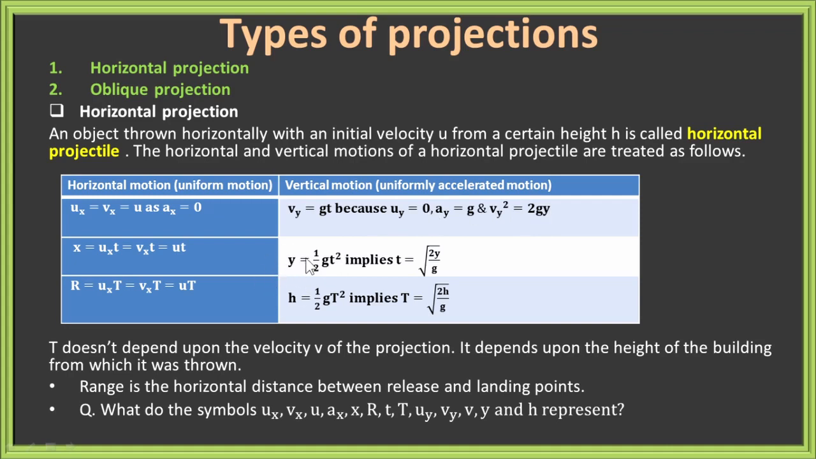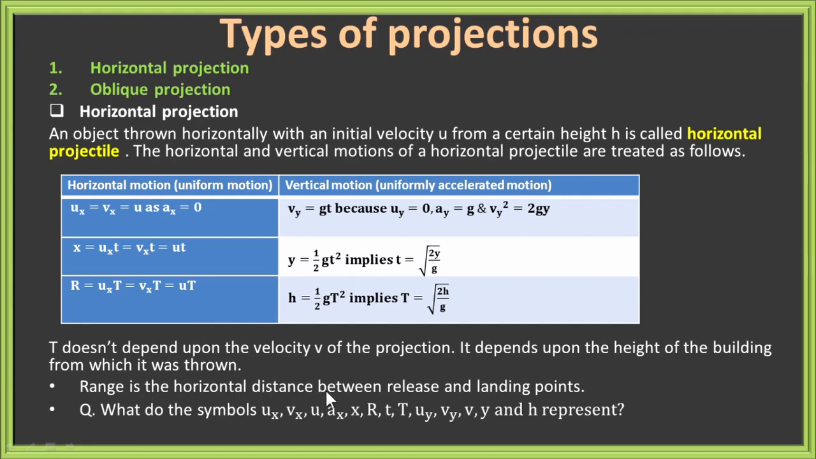The vertical displacement at every time is given by 1 over 2 g t squared, because uy is 0, and hence t at any time is the square root of 2y over g. The height from which the projectile is thrown is 1 over 2 g times total time squared. This implies that the total time is the square root of 2h over g. By the way, these equations are similar to those of a freely falling body released from rest, because uy is 0. It is uniformly accelerated motion because the acceleration due to gravity is constant. The total time of flight does not depend upon the velocity of projection. It depends upon the height of the building from which it was thrown.